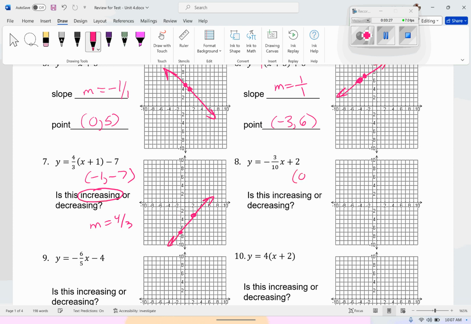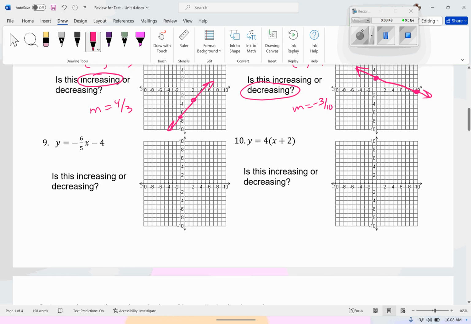This is in slope-intercept form, so I get 0, comma 2, which is here. So I'm going to go down 3, right 10. That's way over there. So again, that's my slope is -3/10. As I go to the right, is the graph going down? Yes, it is. So it's decreasing.